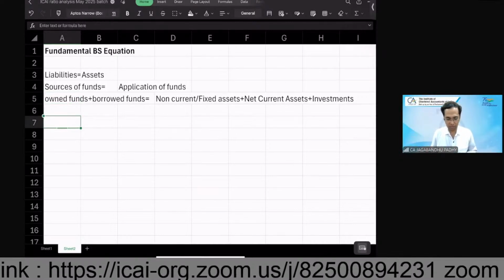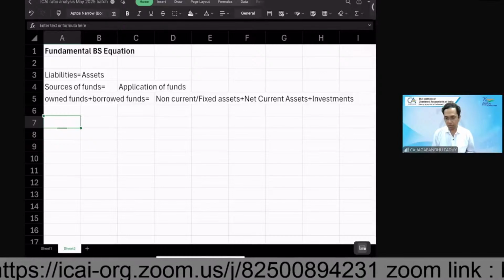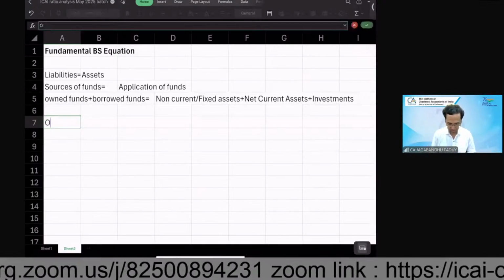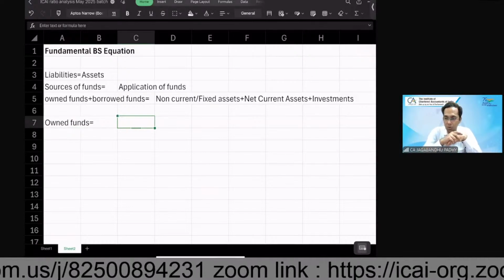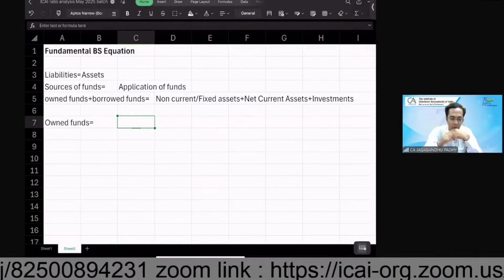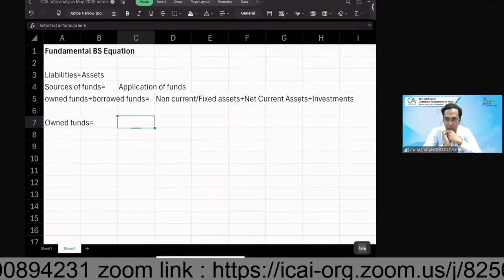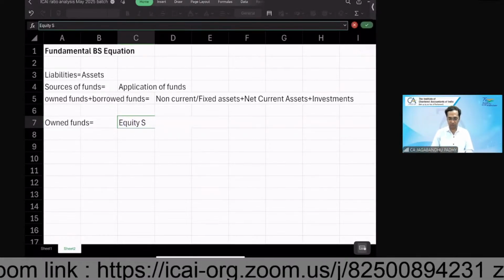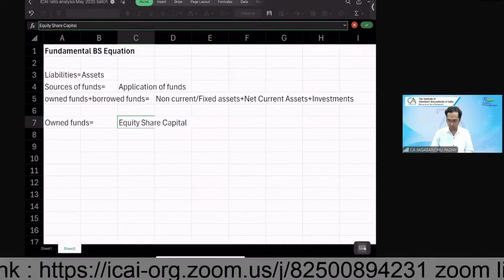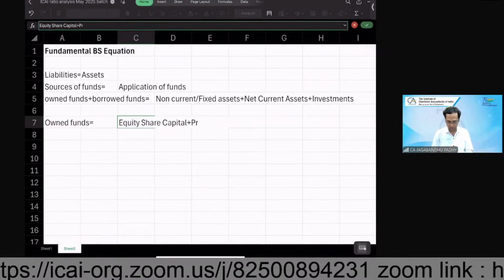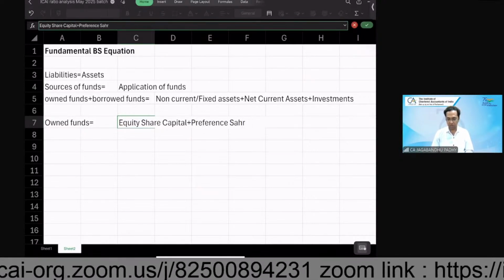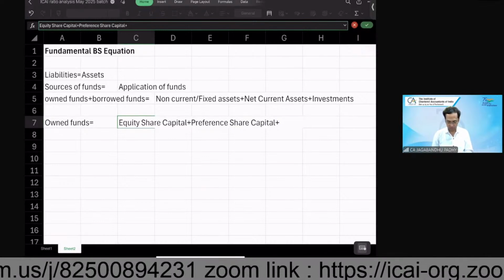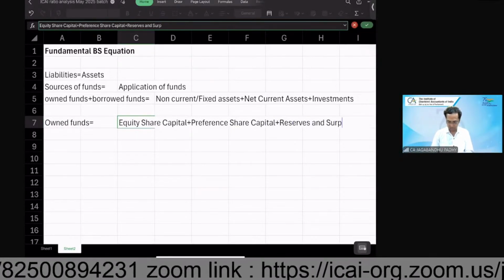Before we go ahead, because many terms will keep coming up, let's clarify the terms right now, so that going ahead, when we look at the ratios, we'll be quick enough to understand them. From the balance sheet, what do you mean by owned funds? What sort of funds are included in the owned funds? We can say one is your equity share capital, then preference share capital, and of course we need to add to it the reserves and surplus.